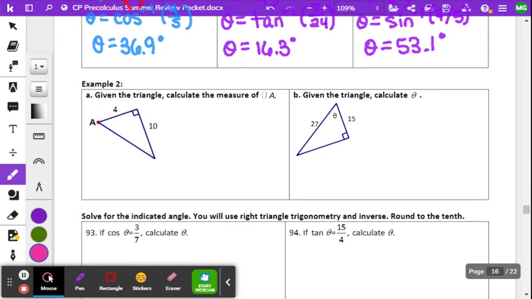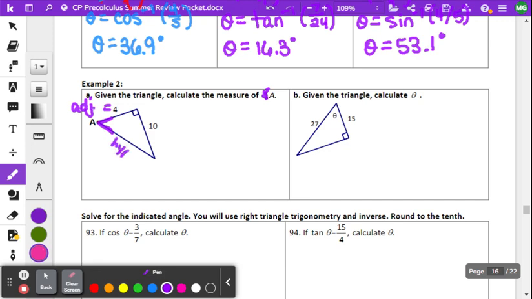If you look at example 2 here, it's really the same kind of problem. The only difference is we're giving you a diagram. I'm asking you to calculate the measure of angle A. Angle A is right here. From that vantage point, we have to label the sides. The side labeled 4 is our adjacent. This side right here is our hypotenuse, but we don't need that. The side over here is the opposite side. The challenge is that you have to figure out which trig ratio uses opposite and adjacent. Of course, it's tangent. So the tangent of angle A is equal to opposite over adjacent, so 10 over 4.